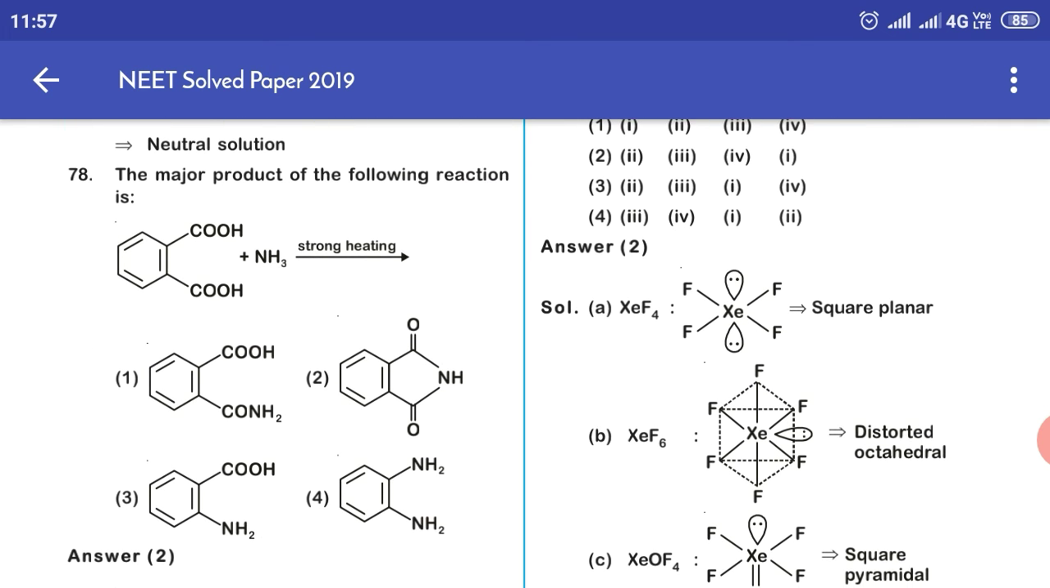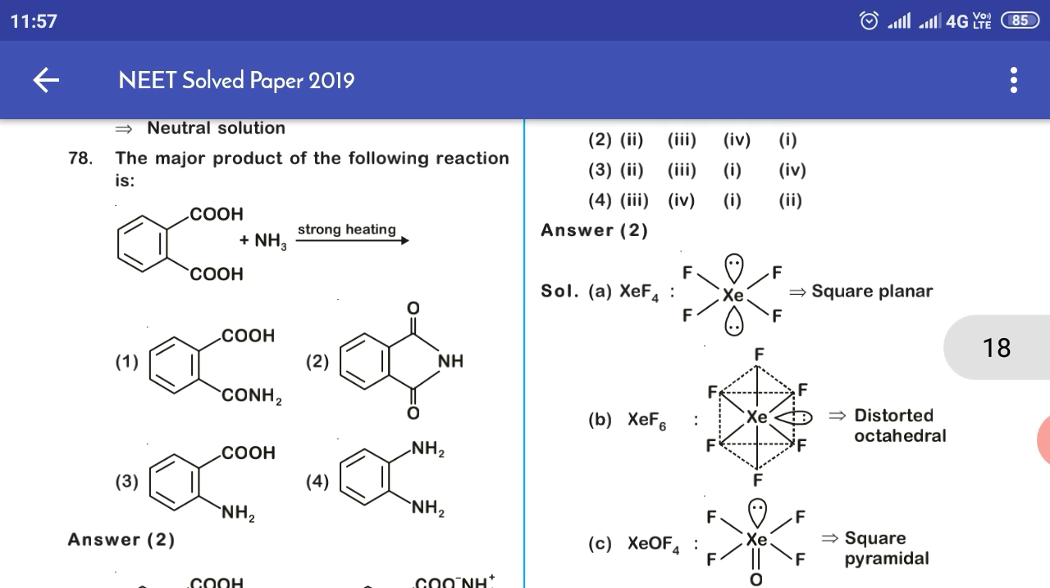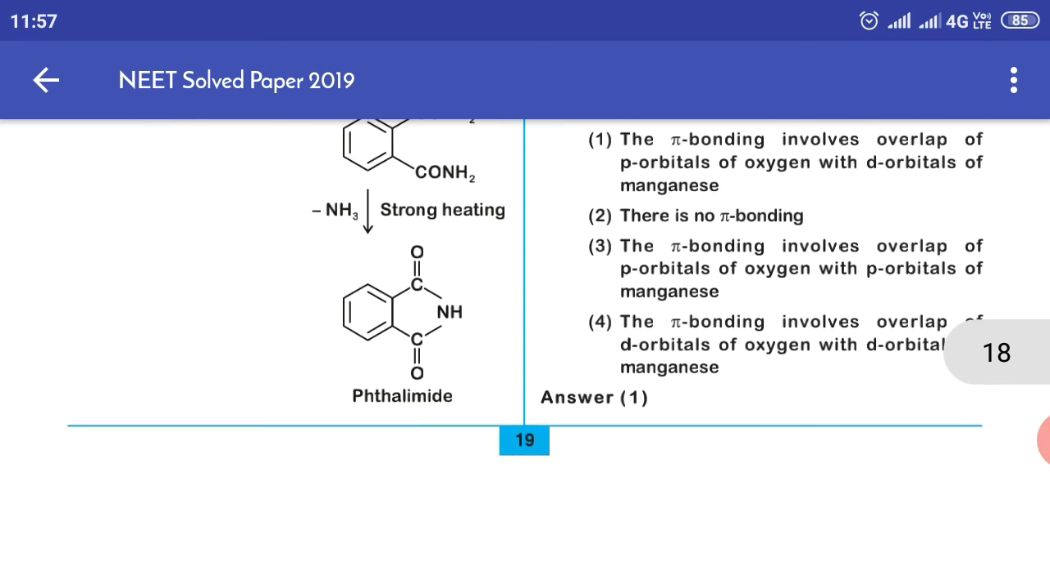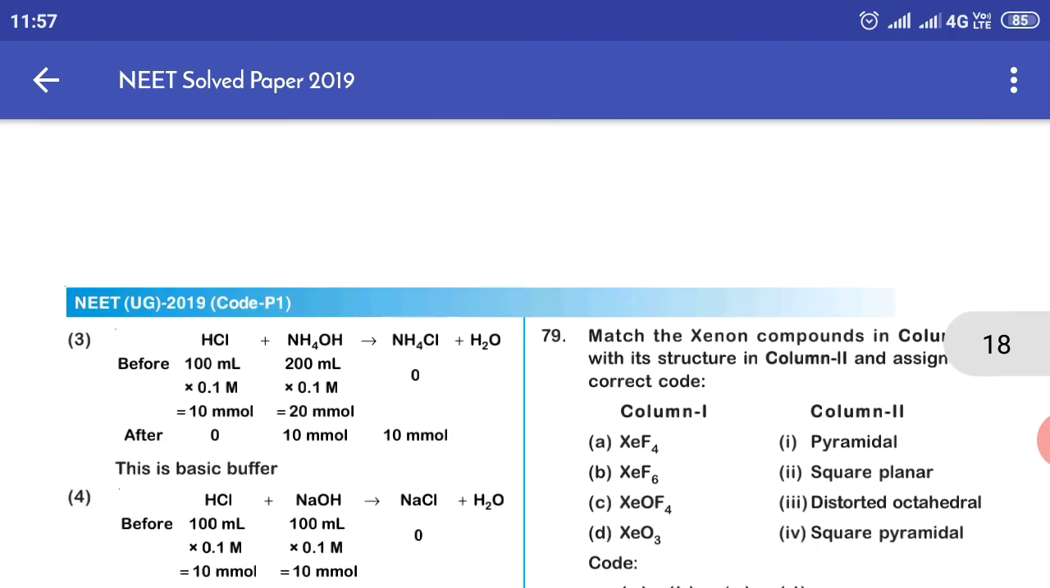Next, question number 78. The major product of the following reaction. Here phthalic acid and phthalimide will form. Option 2 is the answer. Next, move to the next question.